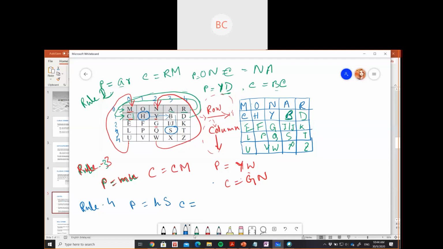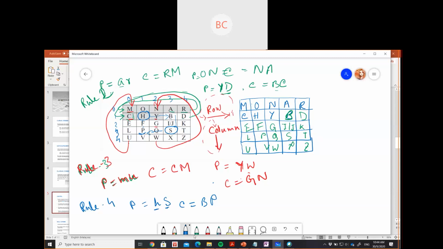For H, you are going to replace it with D, and for S, what's the same line? You are going to replace with T. Okay. So in the fourth rule, what it does, it just sees the location of your plain text. Based on the plain text, it's going to consider the row and column for your next plain text. Here it is S.